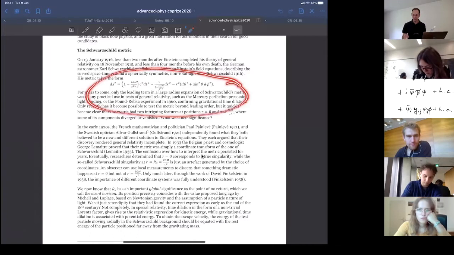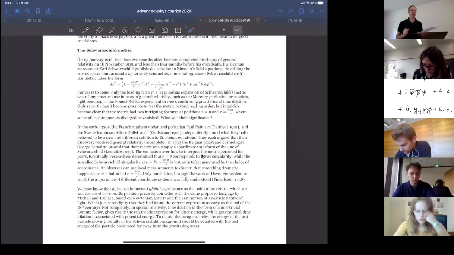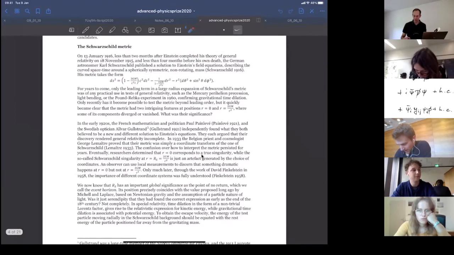One is the so-called Schwarzschild metric. This is something we'll learn in a month or so. We haven't yet introduced the metric on manifolds, but that will be the central object that describes the geometry of space-time as induced by a black hole.